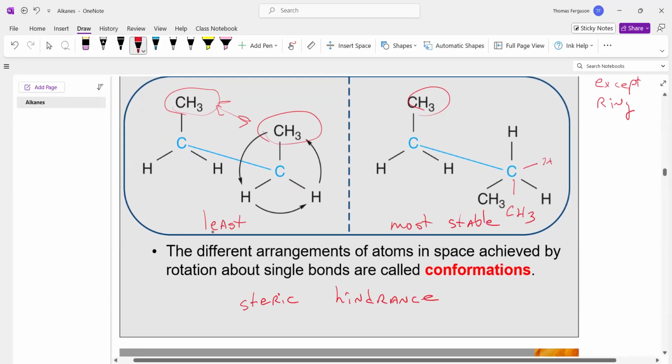So the one on the left has the most steric hindrance, the one on the right has the least steric hindrance. Now, there's a saying I say in this class throughout the whole semester, I even say it in my inorganic classes: things go to the most stable point from the least stable point in the universe. So if this is least stable, that means it's going to want to go to here by that rotation on the carbon-carbon bond.